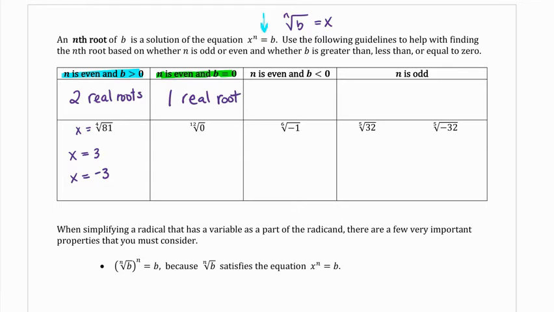And that root is always going to be 0. No matter what your index is, you're always going to get 0 there.